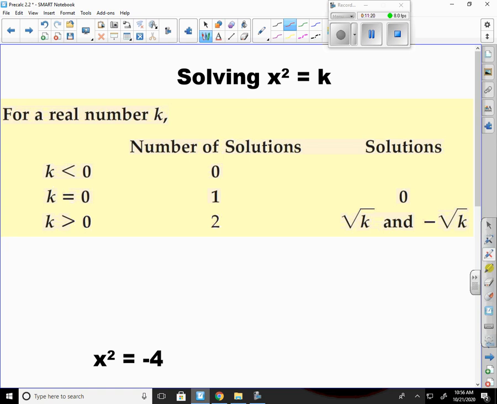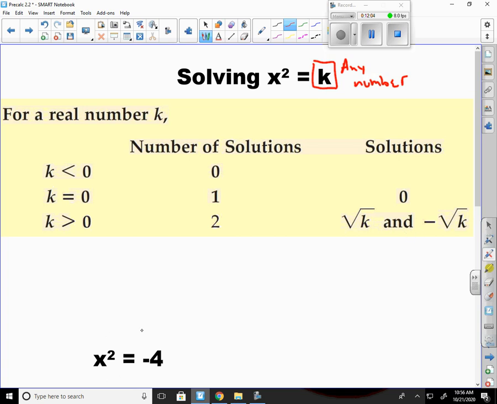We have another type here where we have x squared equals k. So k can be any real number. If the number is less than 0, it has 0 solutions. If this number is equal to 0, it has 1 solution. And if it's greater than 0, it has 2 solutions. And those solutions would be the square root of k and the negative square root of k.